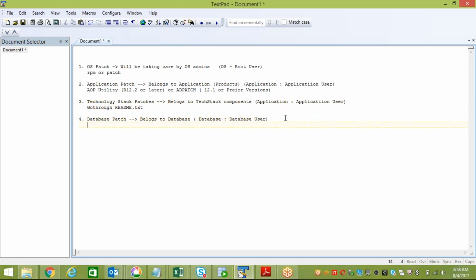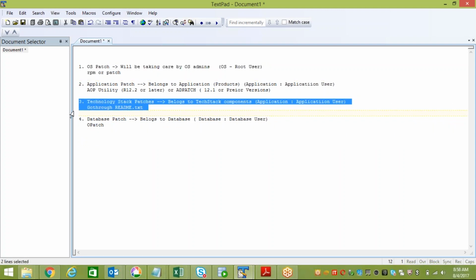Next, database patches, you all know the OPatch utility. So this is the high level discussion about patching. Here we are not going to discuss anything about database patches, OS patches, or even technology stack patches. If you know English, that's good enough, because usually they give the shell programs and Perl programs. So nothing to discuss about the technology stack patch.